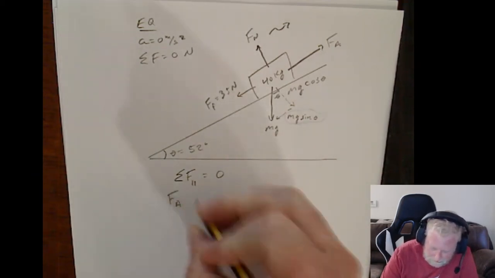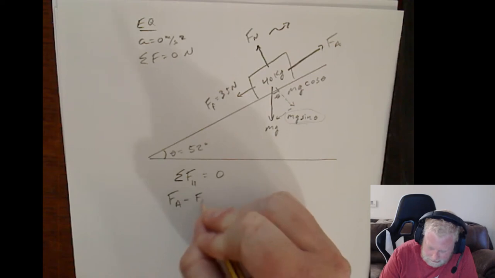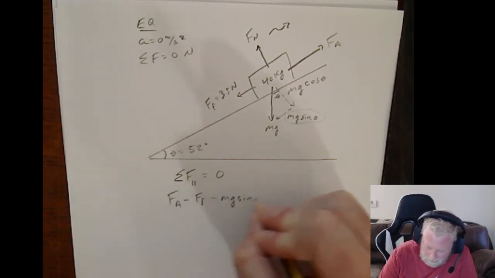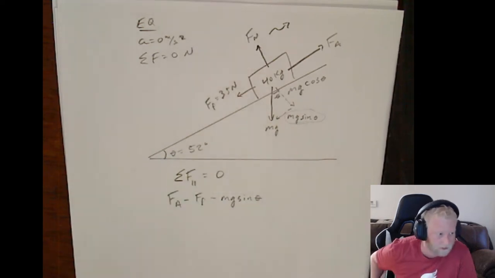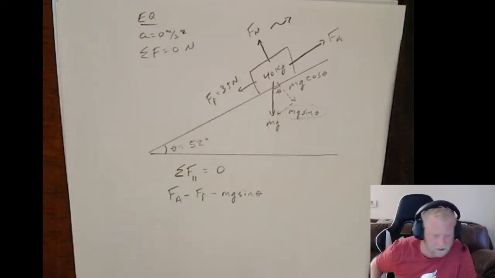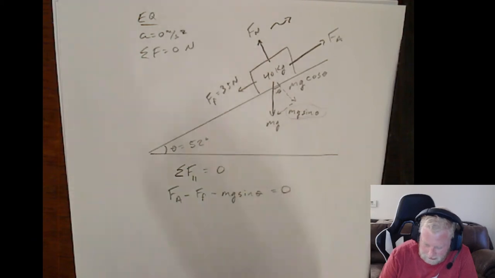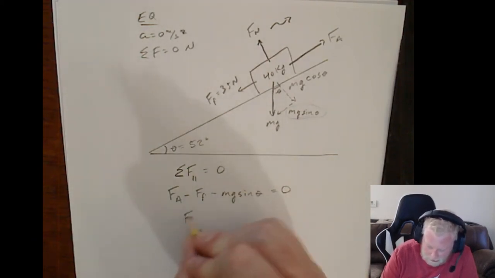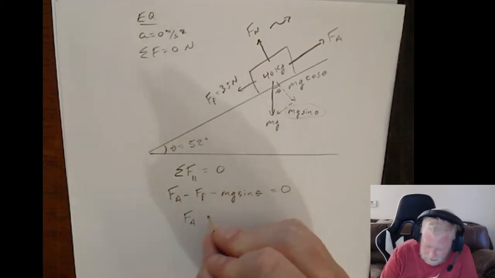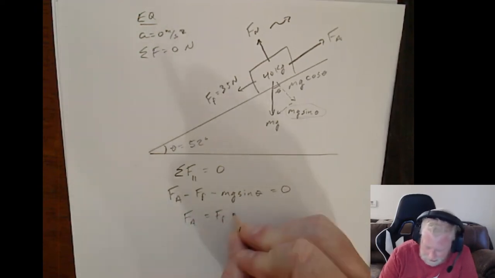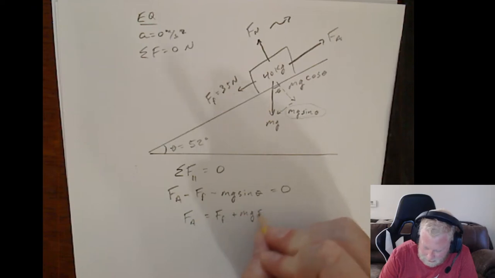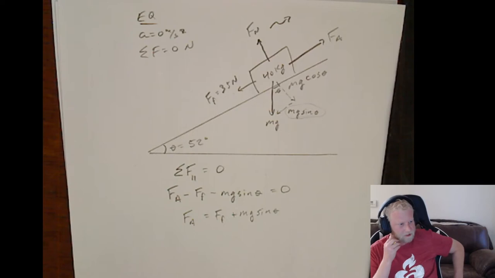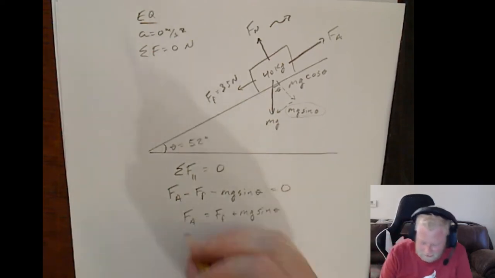So we've got applied force minus friction minus that parallel component of gravity, all equal to 0. So your applied force would be equal to friction plus that downhill parallel component of your gravitational force.